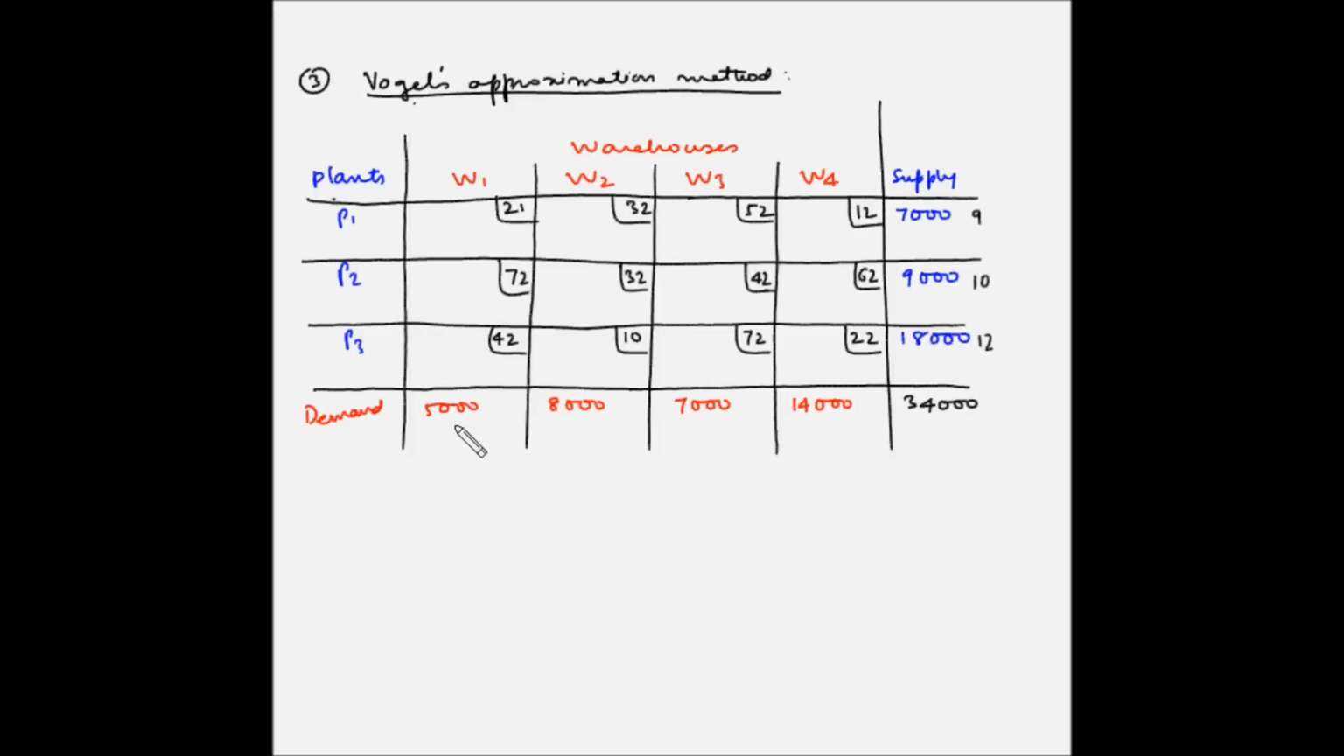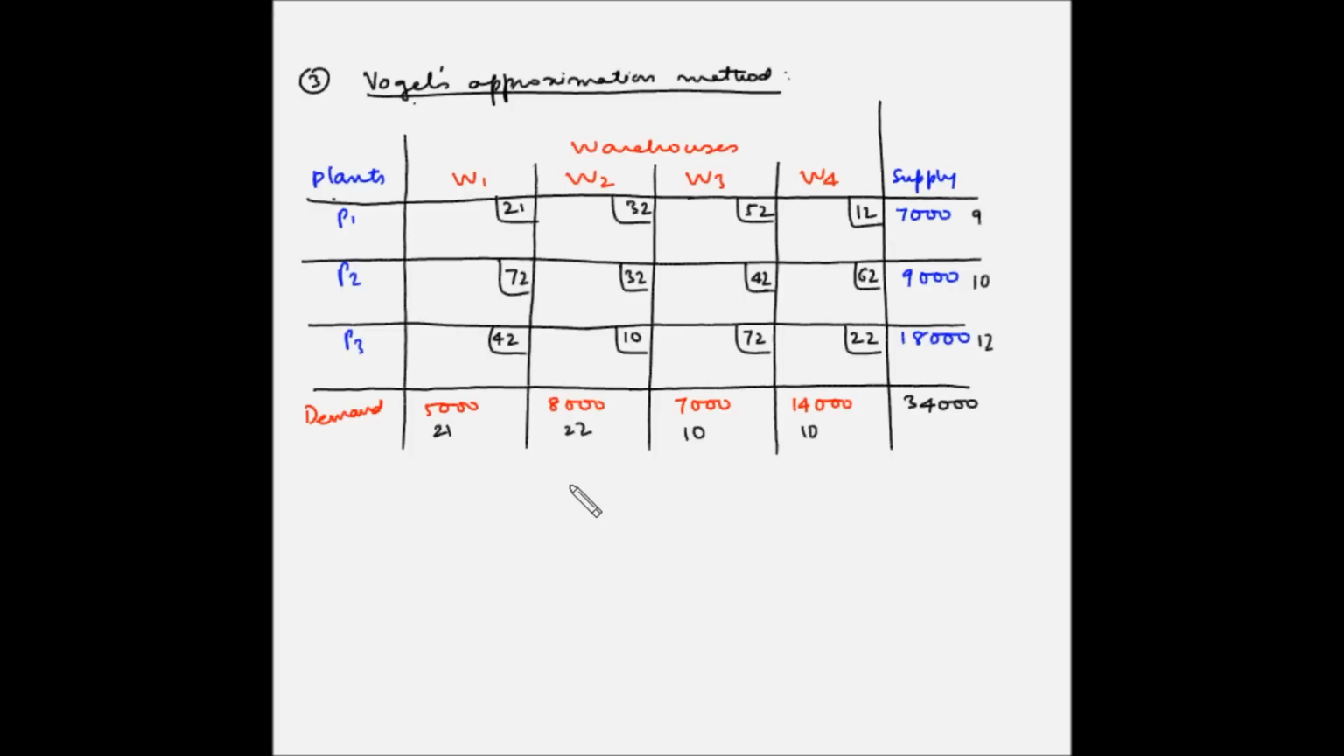Now let's move to the columns. For the first column, the lowest is 21 and the next lowest is 42. So 42 minus 21 is 21. For the second column, the lowest is 10 and the next lowest is 32. So 32 minus 10, which is 22. For the third column, the lowest is 42 and the next lowest is 52. So 52 minus 42 is 10. And for the fourth column, the lowest is 12 and the next lowest is 22. So 22 minus 12 is again 10.